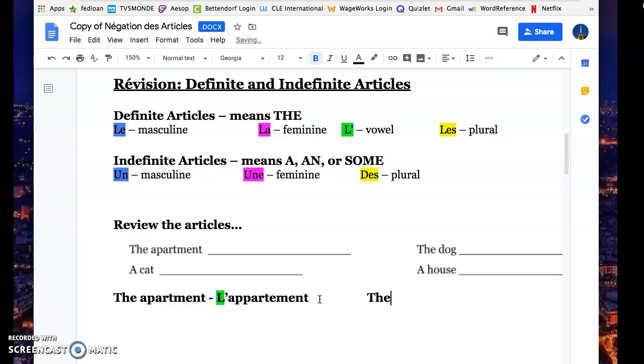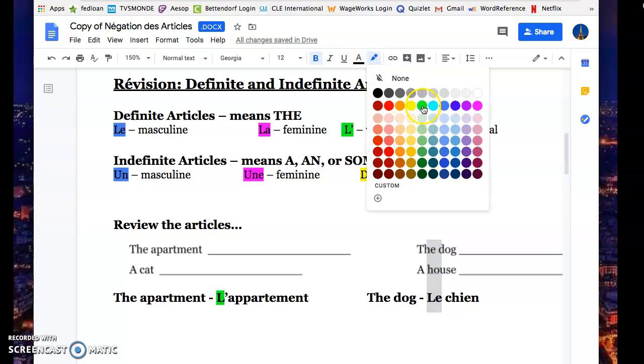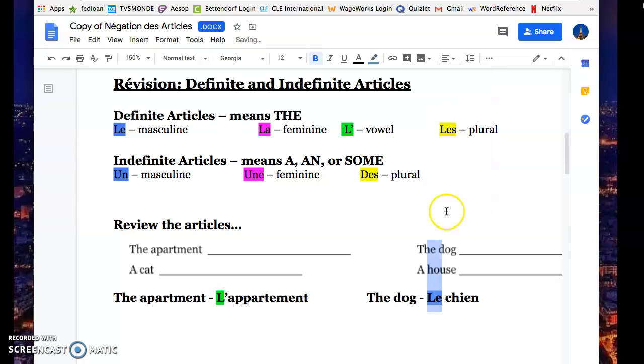Okay, let's go to the dog. The dog, first of all, it's the, so it's going to be a definite article. Dog is masculine, so it's going to be le chien. There's 2 reasons again that I just told you. It has to be le because it's a definite article. You're saying the dog, and it has to be le also because dog is masculine.